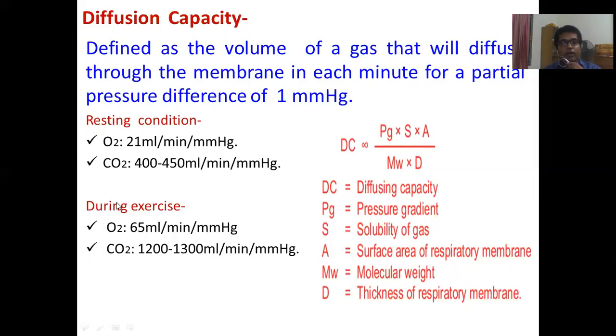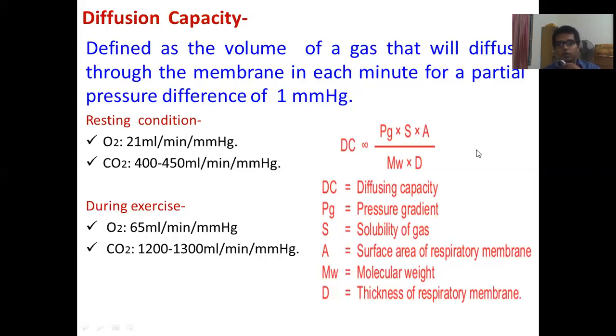During exercise, this diffusion capacity will be increased by 3 times compared to the normal resting condition. If in the resting condition the diffusion capacity of oxygen is 21, during exercise it will increase to 65 ml per minute per millimeter of mercury. That means it is increased almost 3 times. Similarly, for carbon dioxide during exercise, the diffusion capacity will be increased to 1200 to 1300 milliliters per minute per millimeter of mercury pressure difference.